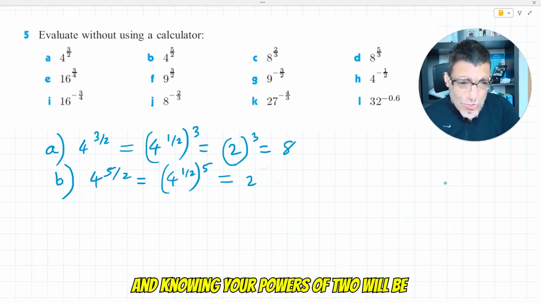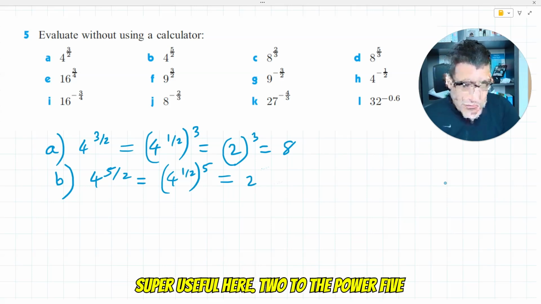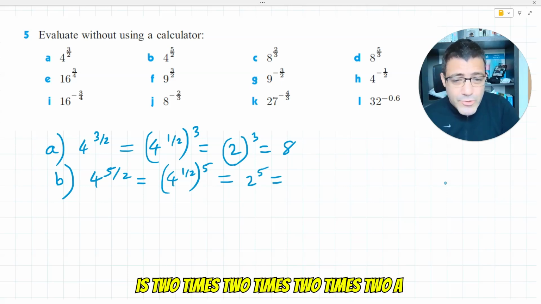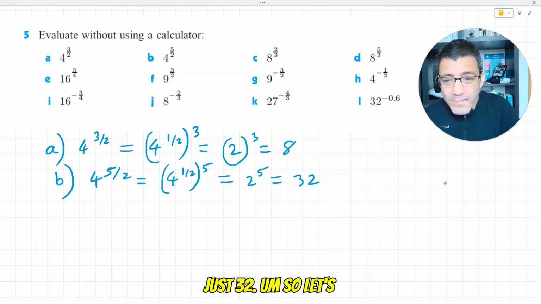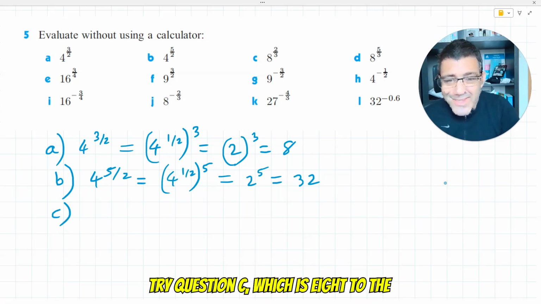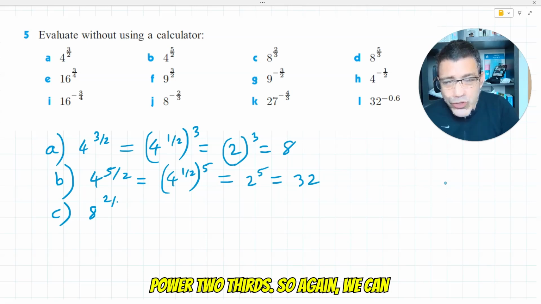And knowing your powers of 2 will be super useful here. 2 to the power 5 is 2 times 2 times 2 times 2 a bunch of times. And 2 to the 5 is just 32. So let's try question C, which is 8 to the power 2/3.